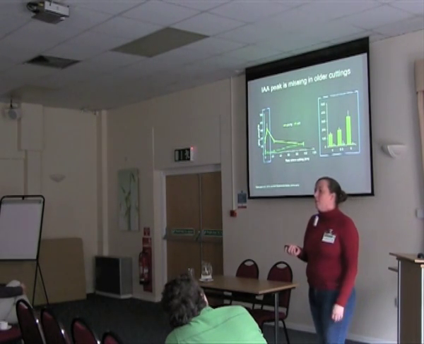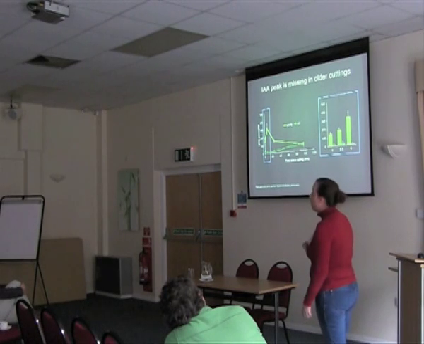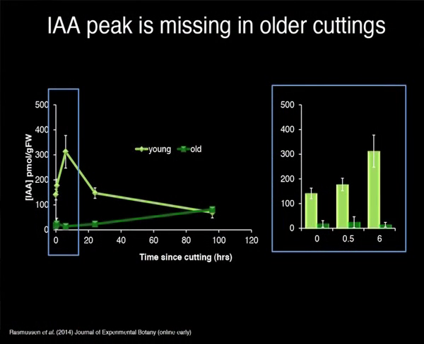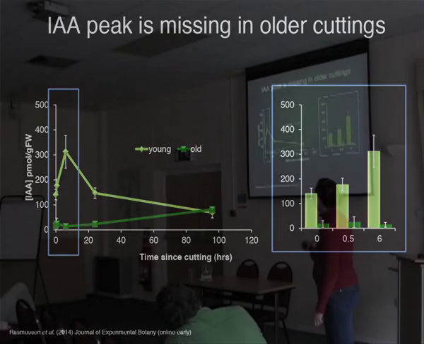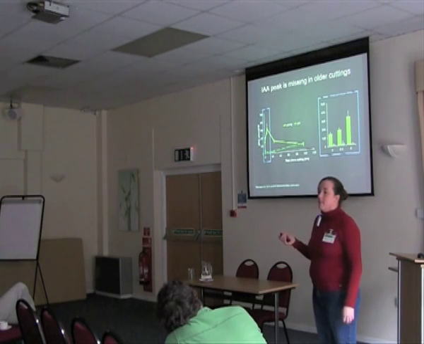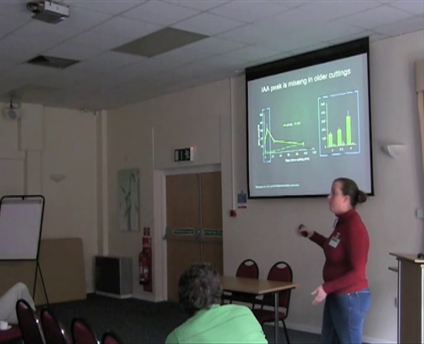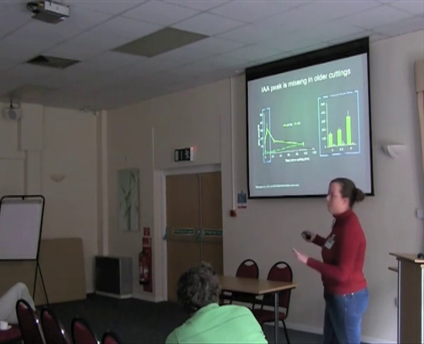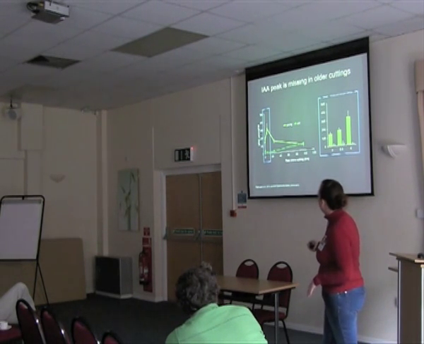Auxin was the other one that we were really interested in because auxin, as everybody knows, is important for everything, including root development. And again, in the young ones, we see a peak in auxin production at 6 hours, not 24 hours, sorry. This is earlier than what people had previously been looking at. This was really nice because we see a peak in auxin presence, not production necessarily, in the base of the cutting.